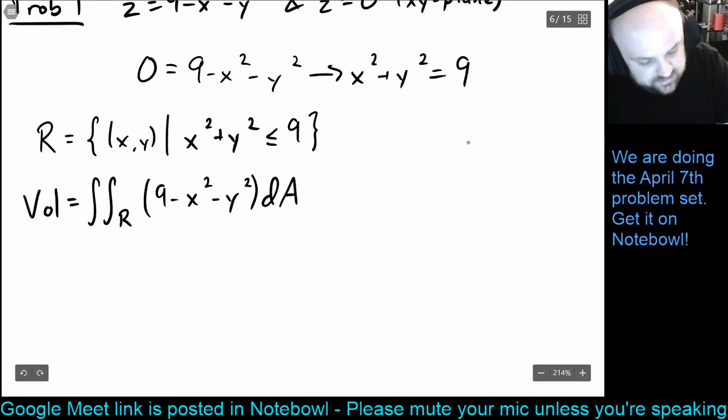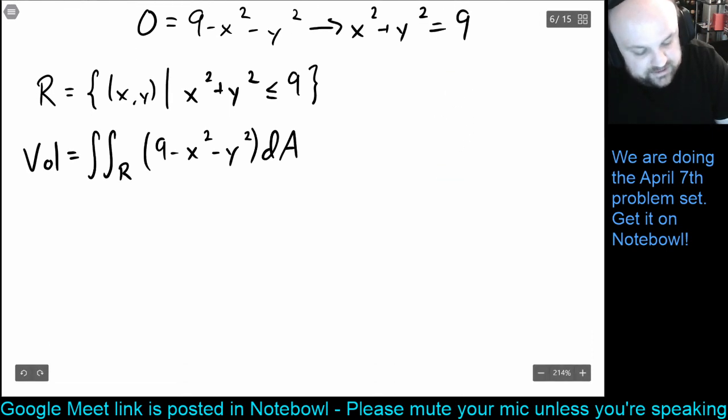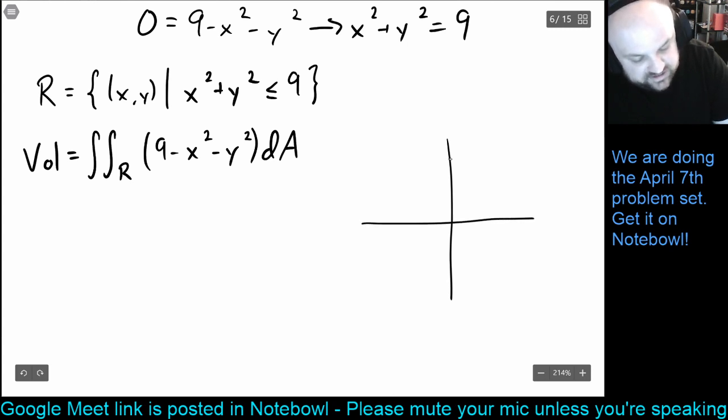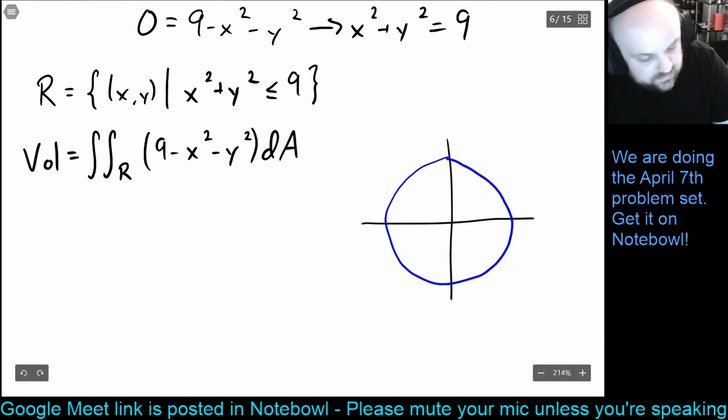let me redraw it down here maybe. Right, it's just a circle of radius 3. Keep getting these really flat parts here. Right, we're just integrating over this.